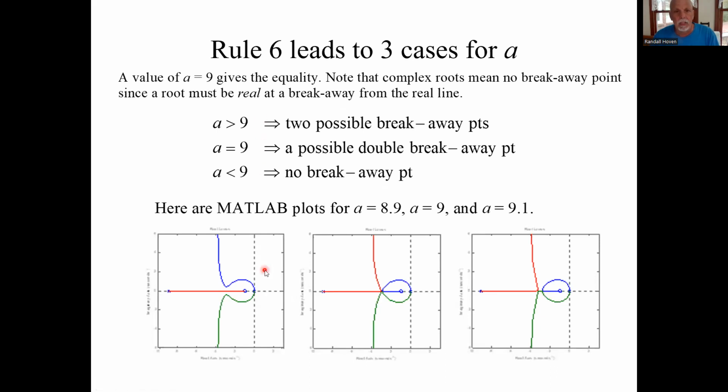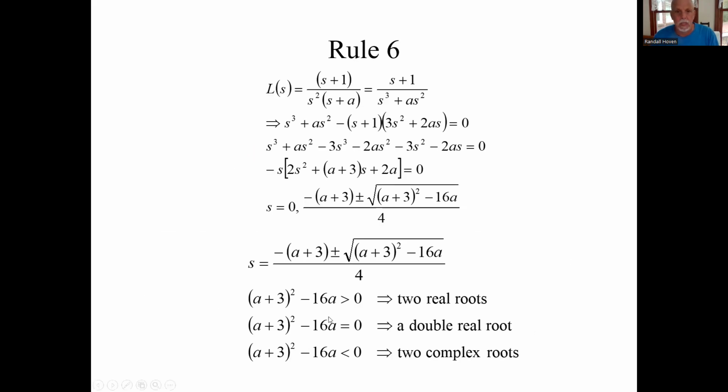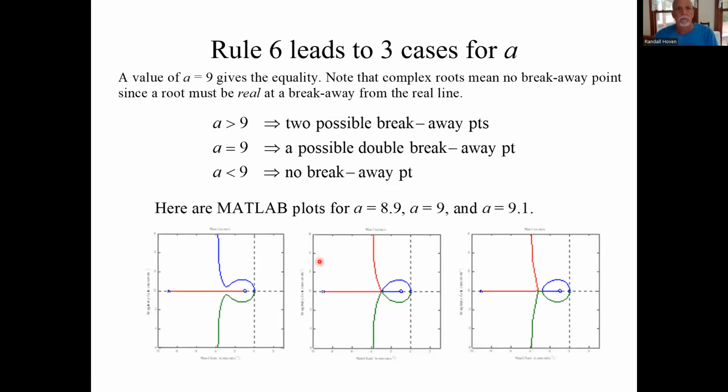So I picked that. These are plots of that. The critical point is when A equals 9. That's when you get this 0. And I can look at A a little bit greater than 9 and a little bit less than 9. I used 8.9 and 9.1. Here's the 3 things that could happen.